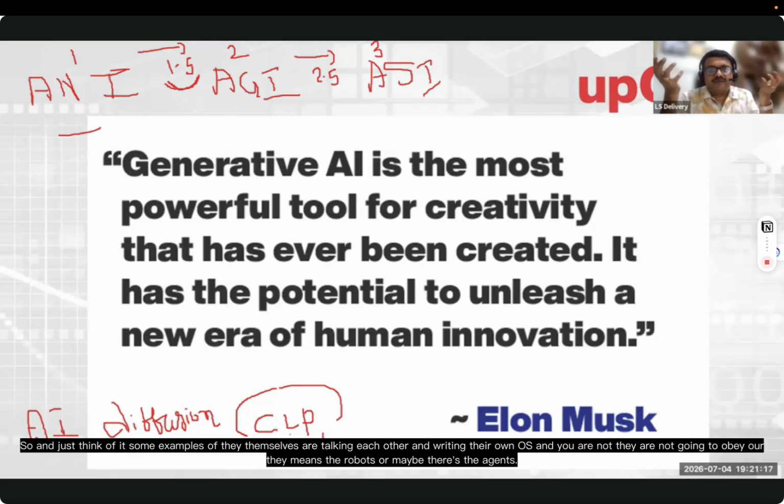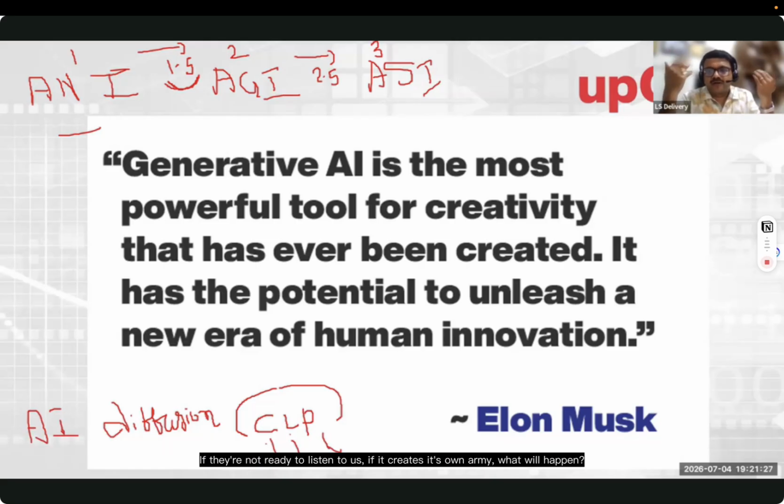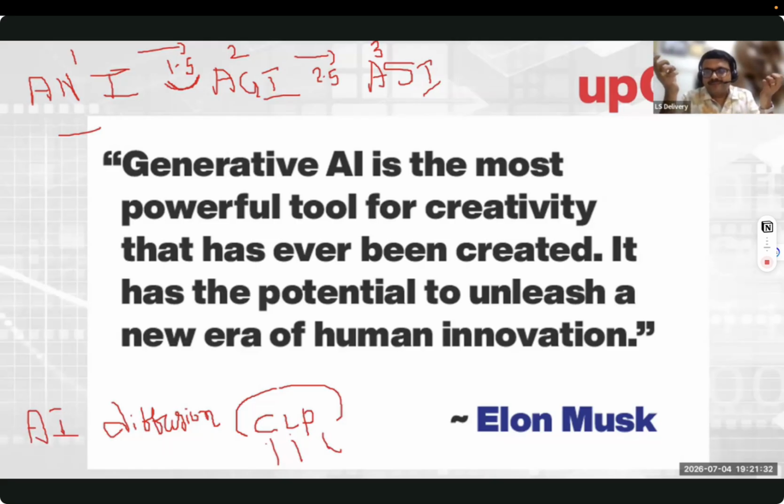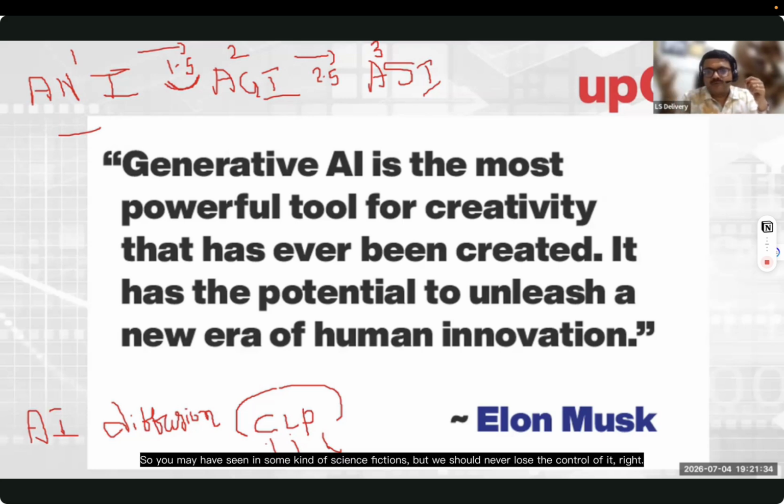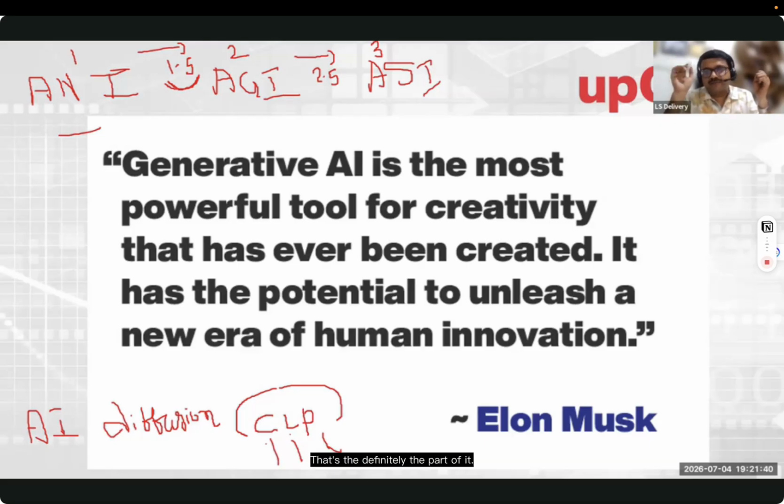Just think of some examples: they are talking to each other and writing their own OS, and they are not going to obey. If the robots or the agents are not ready to listen to us, and one creates its own army, what will happen? This is what ASI is, and you might have seen it in some science fiction, but we should never lose control of it, right? That's definitely part of it.